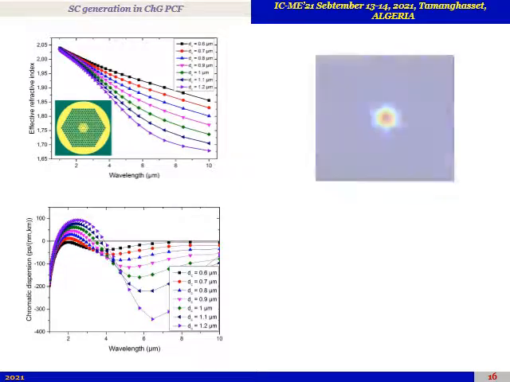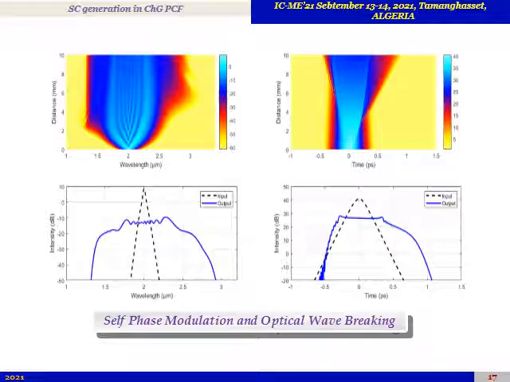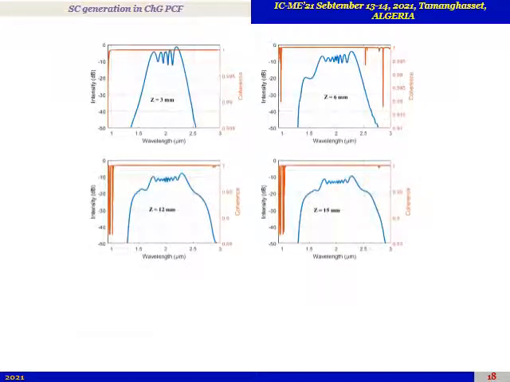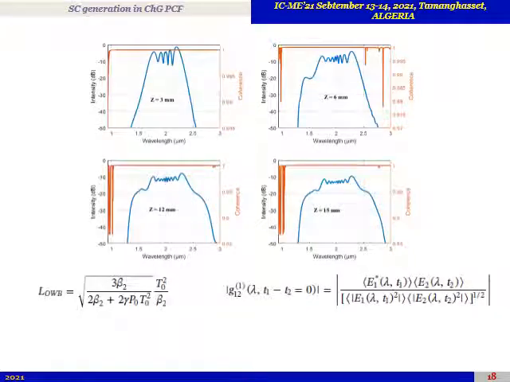So we have optimized our structure to obtain a normal regime of dispersion in which the chromatic dispersion is totally negative. We have modeled supercontinuum generation where the spectral broadening is mainly driven by self-phase modulation and optical wave breaking. We have also calculated the coherence, which indicates the stability of the source against the noise present in the input.